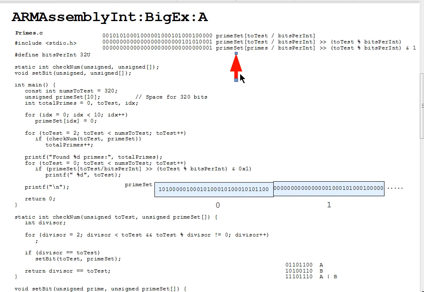Now, after that AND is performed, as shown here, all bit positions but the LSB will be 0, and the LSB will be 1 only if the 53-bit is 1. So, this is the test we need. And main uses it down here to decide whether to print toTest. So that concludes our C discussion. In the next segments, we'll look at the assembly translations of setBit, checknum, and main.